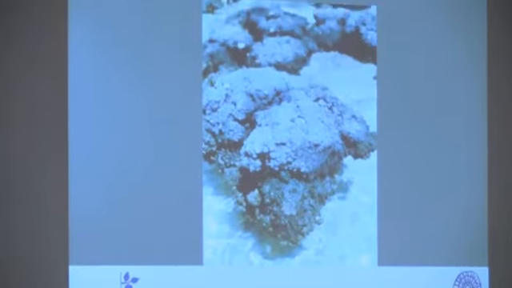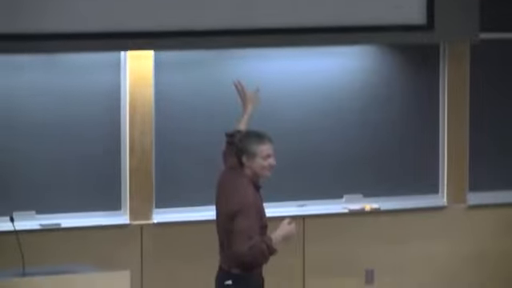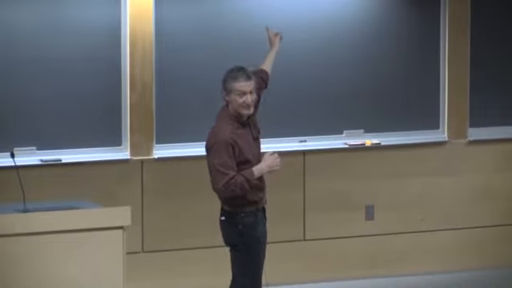So cyanobacteria would have been, at that time, floating around in the upper layers of the oceans, just like algae do today, and some cyanobacteria would have been found in stromatolites. Stromatolites build these amazing structures like we have here. These are actually modern ones. These are from Shark's Bay, Australia.